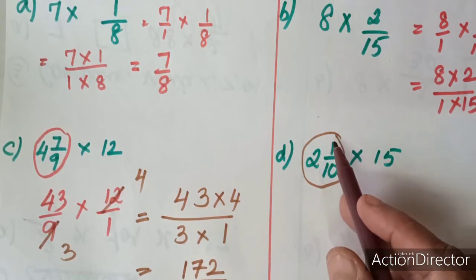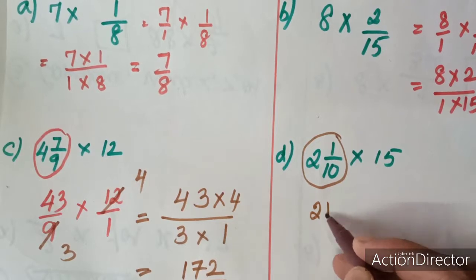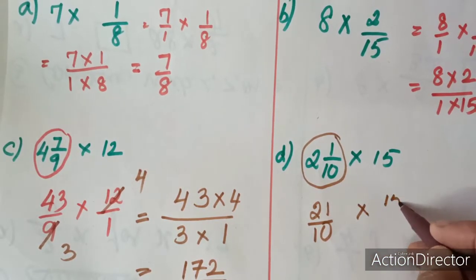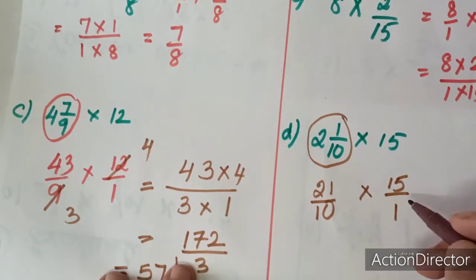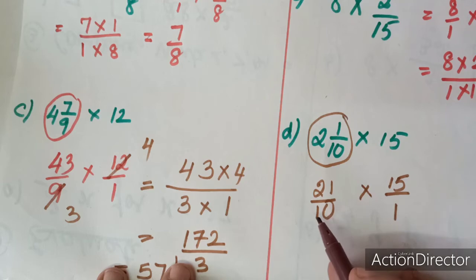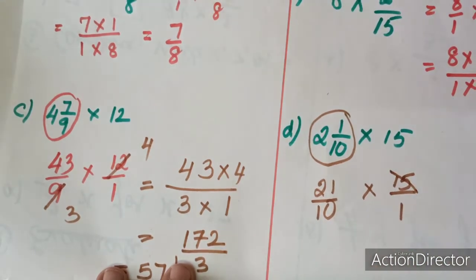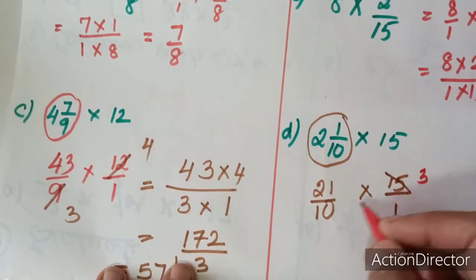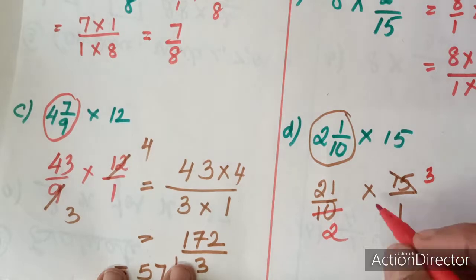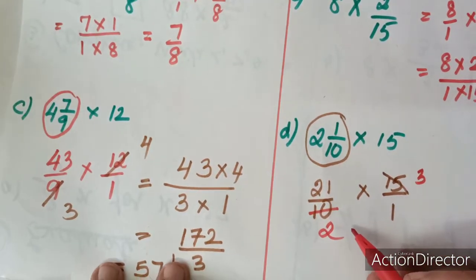20 plus 1, 21. So this can be written as 21 upon 10 multiplied by 15 upon 1. Now second step, see if any number is getting cancelled. You can see 15 and 10 are in the 5 table. So I can write 3 5s are 15 and 2 5s are 10. After seeing the numerator and denominator, no more numbers are getting cancelled.